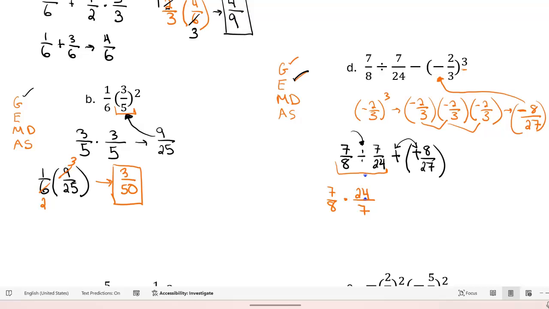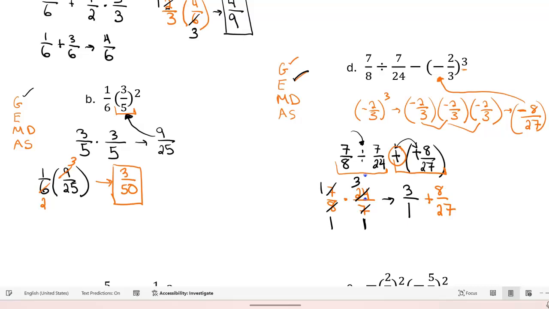Now that it's multiplication, I need to cross cancel. Well, 7 and 7, right? 7 goes into 7 one time. 7 goes into 7 one time. 8 goes into both 8 and 24. So 8 goes in one time. 8 goes into 24 3 times. Now I multiply across and I get 3 over 1. But what I have remaining is this, which is addition. So I do plus 8 over 27.